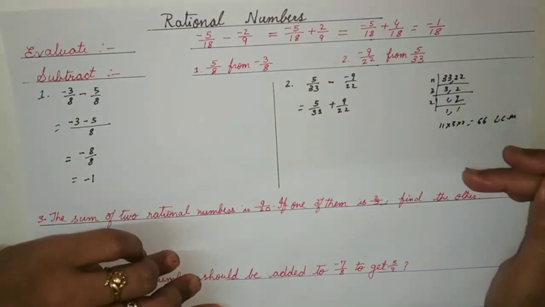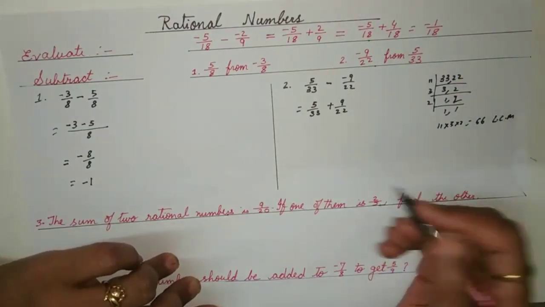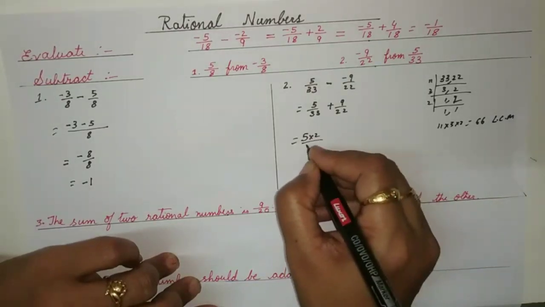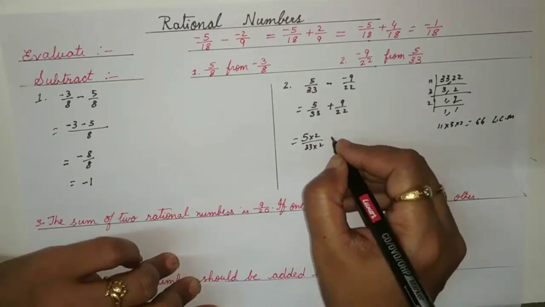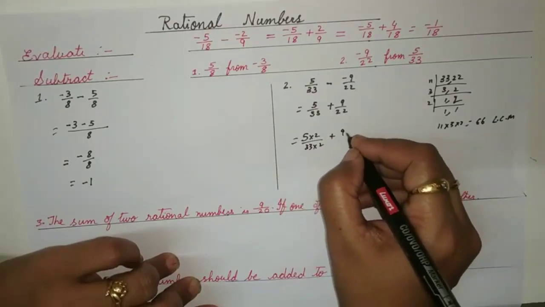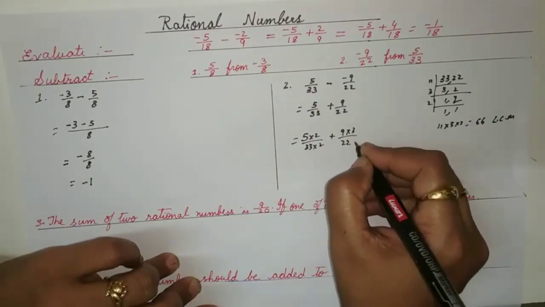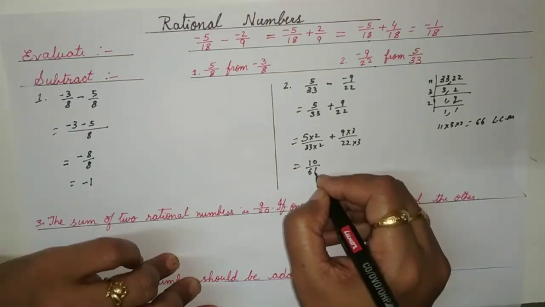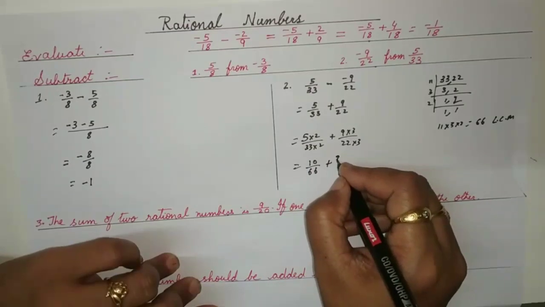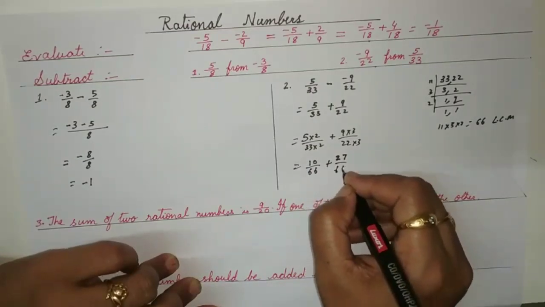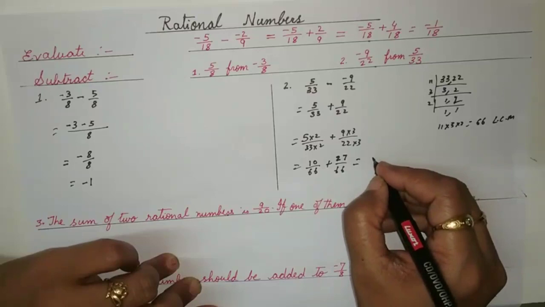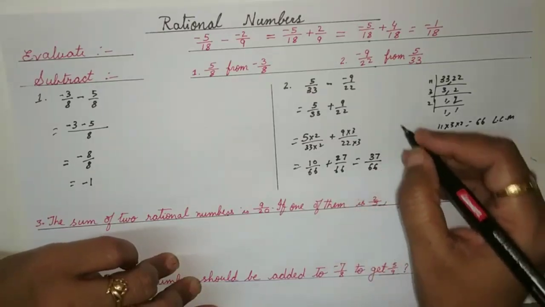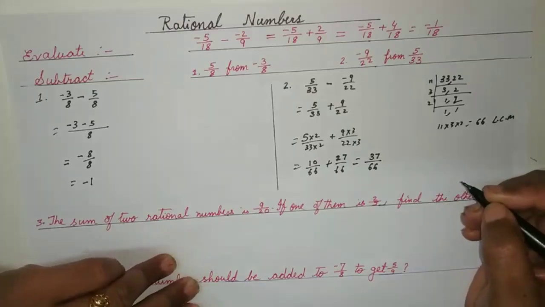This is the rough work which you all have to do. Now this is equal to 5 into 2 over 33 into 2, plus 9 into 3 over 22 into 3. So you get 10 by 66 plus 27 by 66. That is equal to 37 by 66. So these are the basic steps of subtraction.